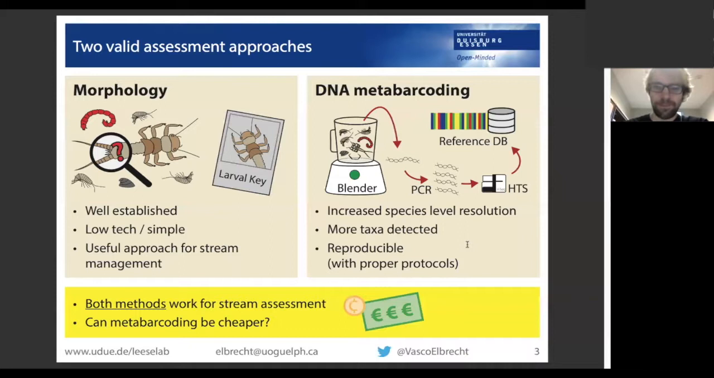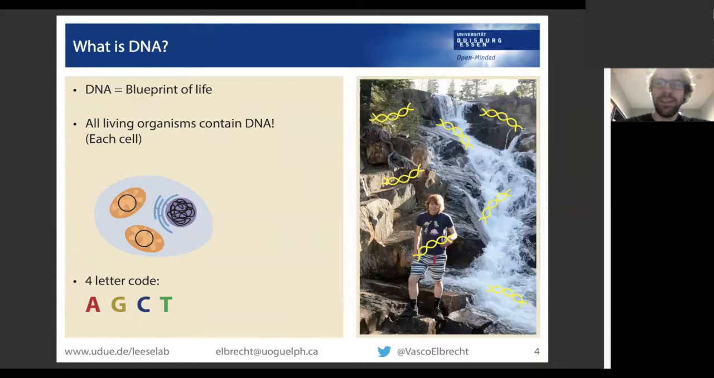So let's quickly talk about what DNA is. You see me here standing next to a stream in America, and really DNA is the blueprint of life. All living organisms contain DNA, in each cell. And this means that DNA is present in all places in the environment. We see here it can be in mitochondria and also in the nuclear gene. And it's basically a four-letter code. For me, I don't even look at the molecules anymore, because I work with sequencing and a lot of bioinformatics. I just look at those four letters, and this for me is DNA.